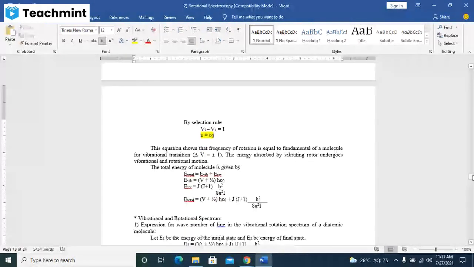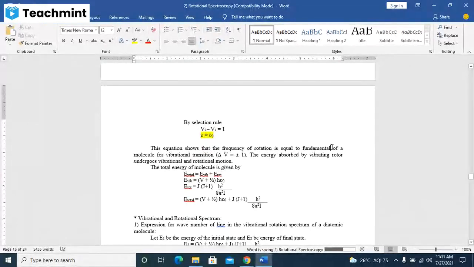This equation shows that the frequency of rotation is equal to the fundamental frequency of a molecule for a vibrational transition. Delta V is equal to plus or minus 1. The energy absorbed by the vibrating rotor undergoes rotational motion.